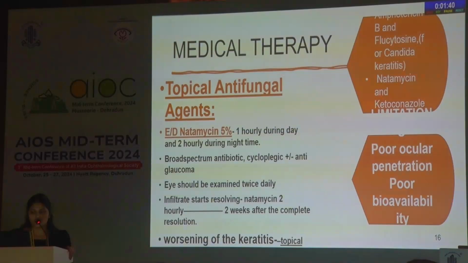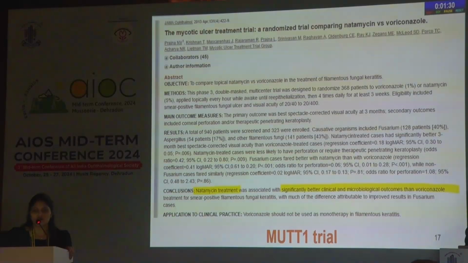We have some synergistic drugs like amphotericin B and flucytosine. And what are the limitations? We have poor ocular penetration and poor bioavailability in topical setup. The Mycotic Ulcer Treatment Trial, held in 2013, stated that natamycin was significantly better in clinical and microbiological outcomes than voriconazole in filamentous fungal ulcers.